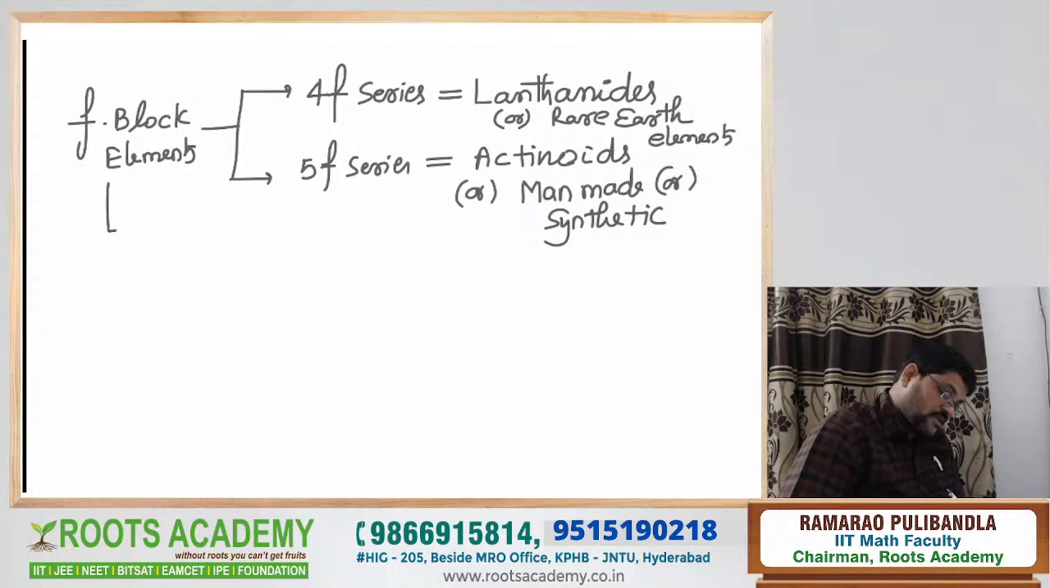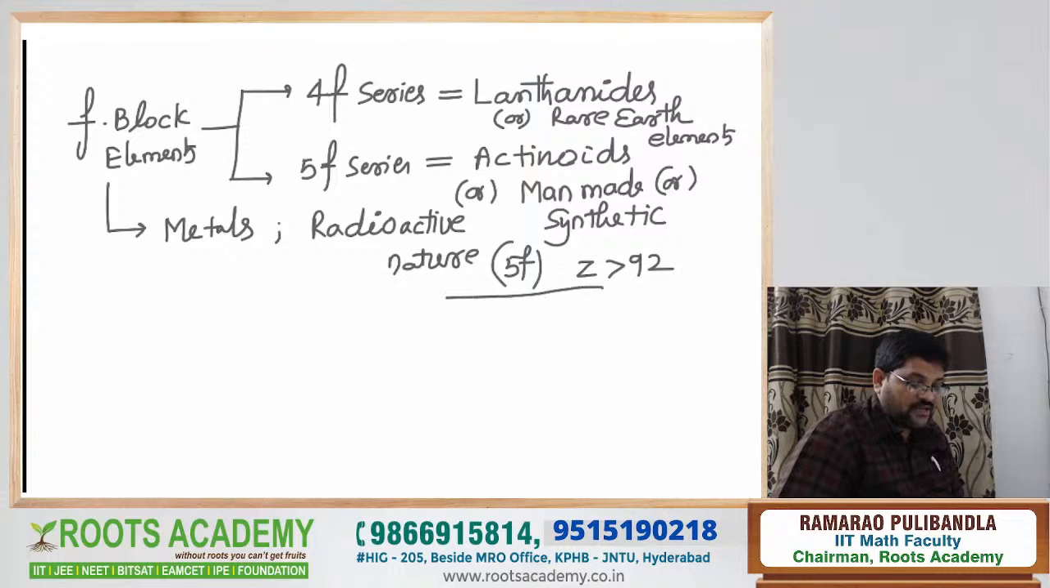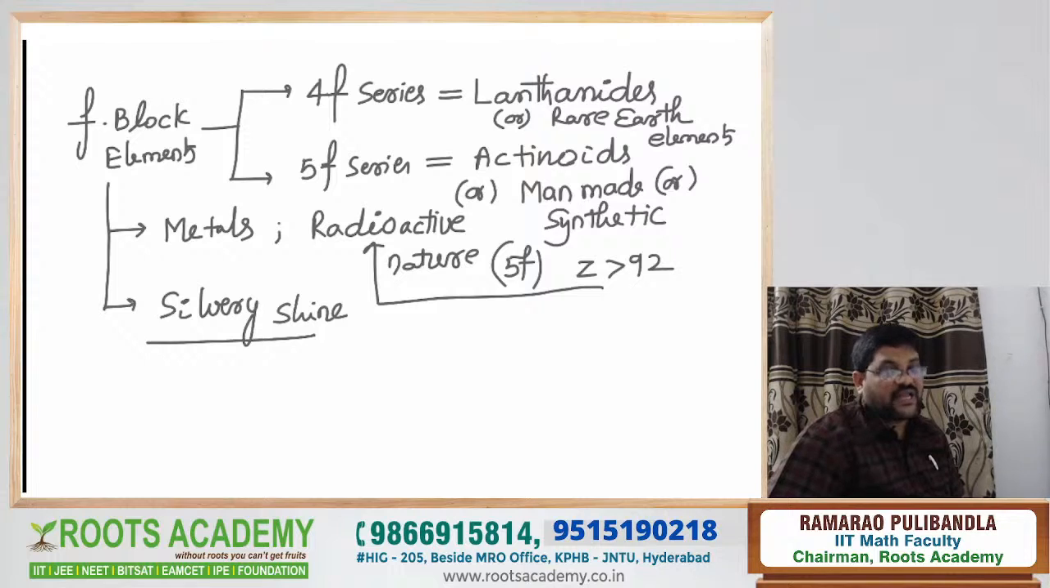And an important point: most of the F block elements are metals, and these metals are radioactive in nature, especially in the 5F series, after atomic number 92. And these metals are silvery shiny metals, that means they give a luster appearance. And these react with non-metals and react with acids and bases.